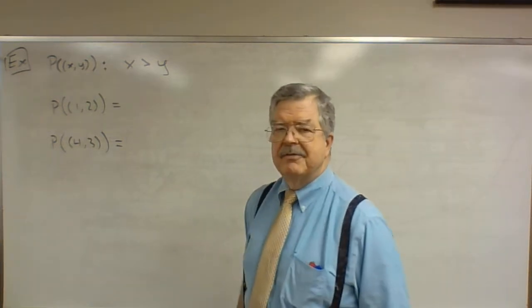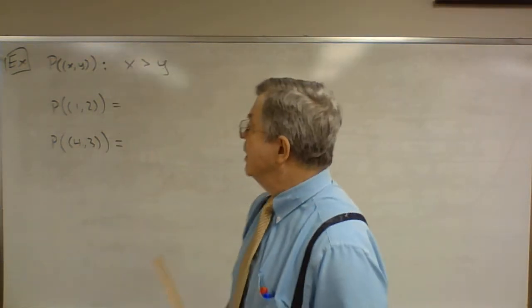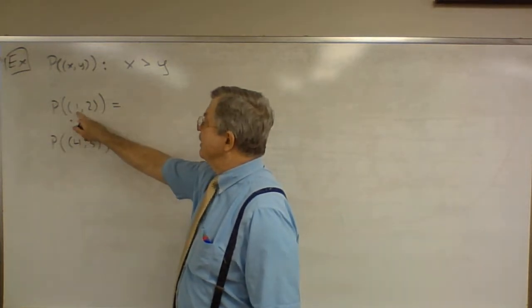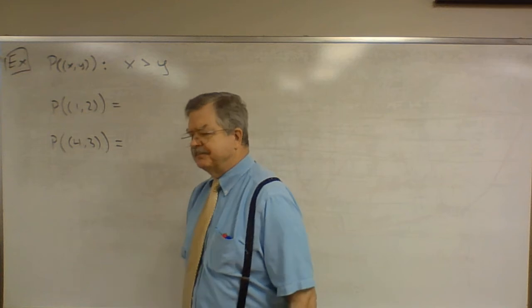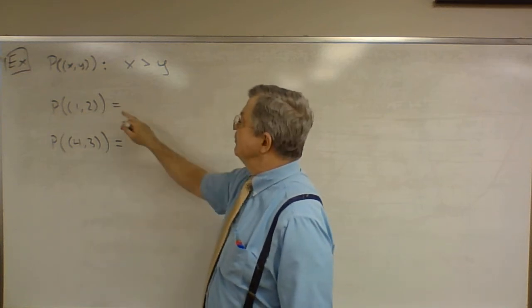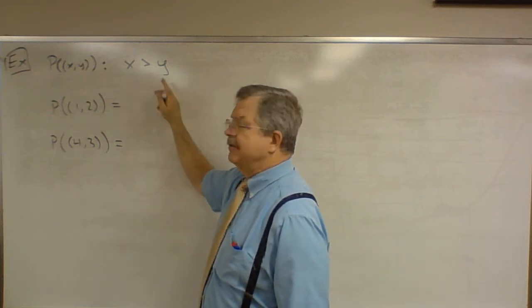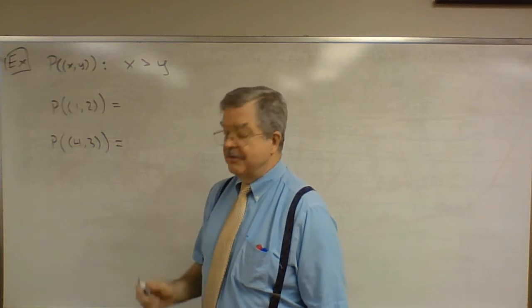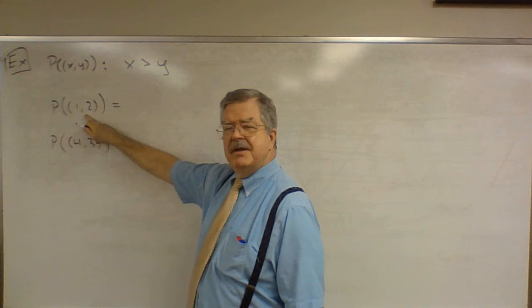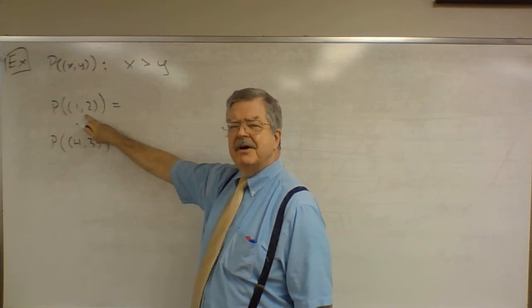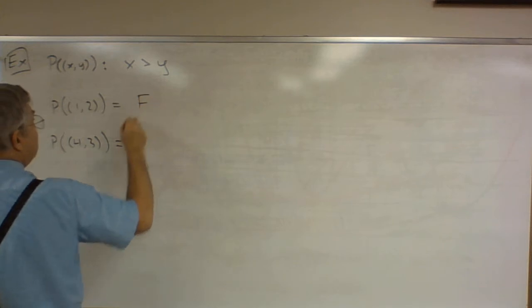So let's look at the first case. That we take the ordered pair x equal 1, y equal 2, and plug it into the function. So is it true that 1 is greater than 2? No, it's not. So when we plug the ordered pair into this propositional function, we get the output of false.